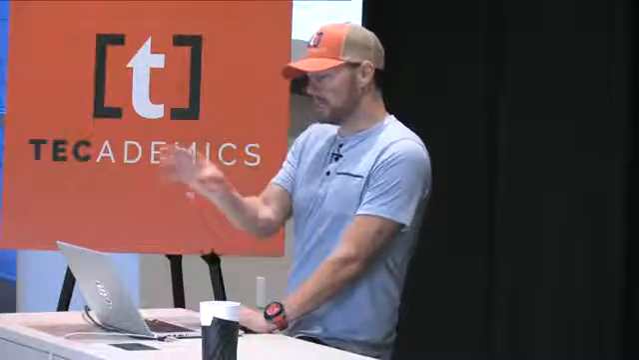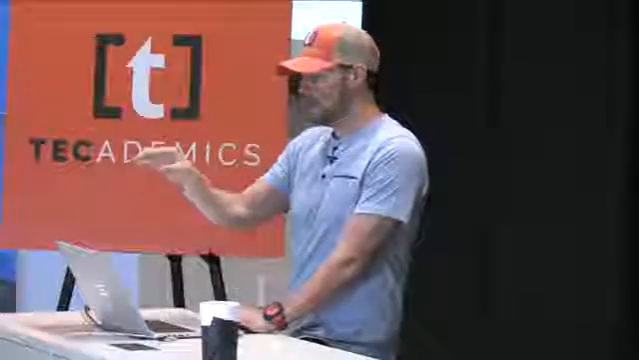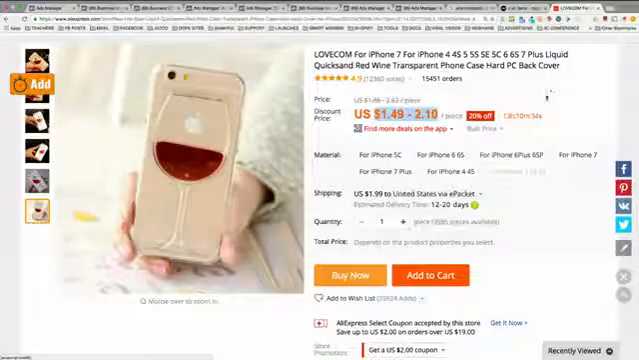Or put something like hottest product of the year for wine lovers. The interactive wine cell phone case. Come up with a better title than Quicksand Red Wine Transparent Phone Case Hard PC Back Cover. You put the picture or pictures, you put the title, and you put the description. Then all you do is mark up the price. My price here is roughly $4. $2 for the product, $2 for shipping. So I have to charge more than $4 in order to make profit.